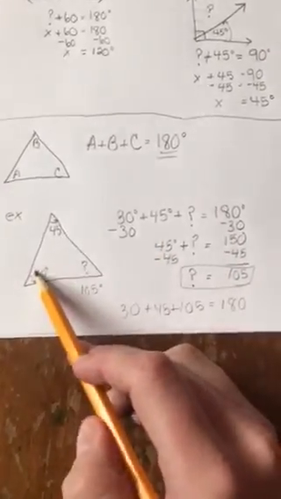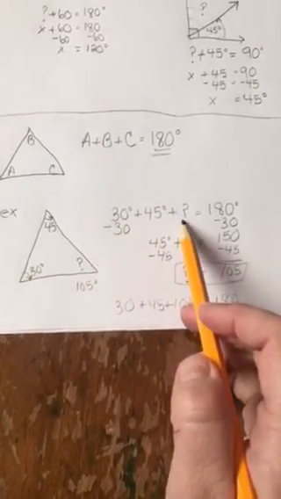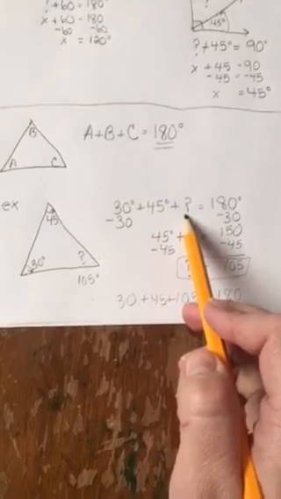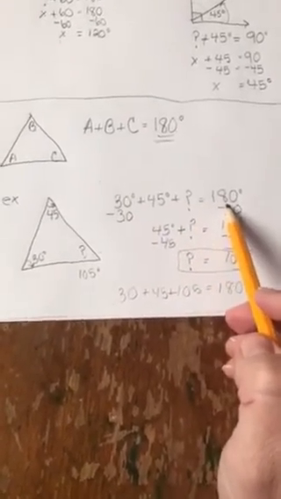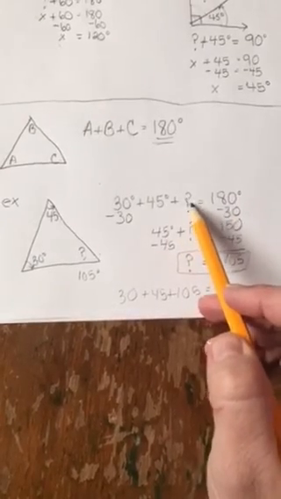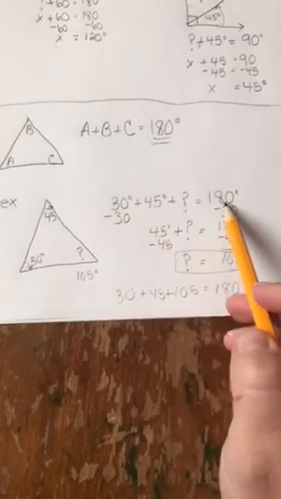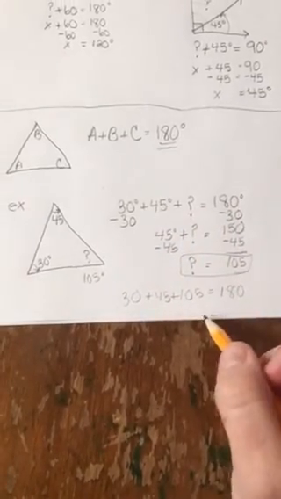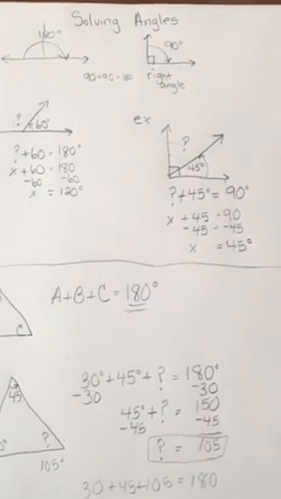You take the other two angles, and you're going to say this angle plus this angle equals question mark, or plus x. So 30 plus 45 plus x equals 180. And in order to solve for that one angle, you just subtract those other two angles from 180, and you get that third angle. All right, so go ahead and complete the assignment.